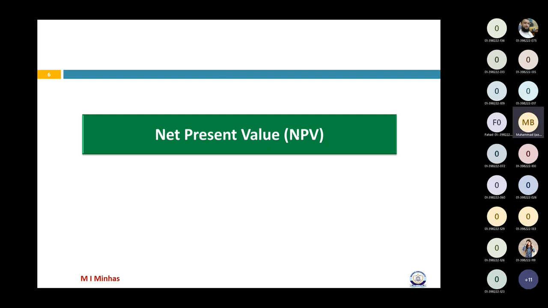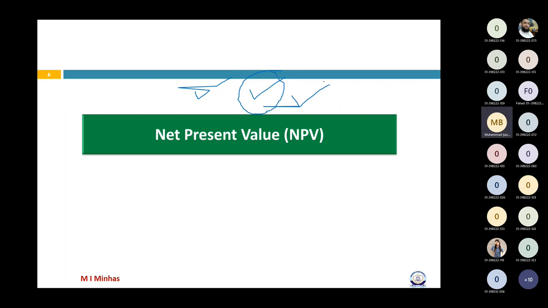Okay, net present value. This is the next technique that we will be using. When do we prefer using net present value and when do we prefer not to use net present value, right? These are the two aspects: when to use net present value and when not to use net present value.